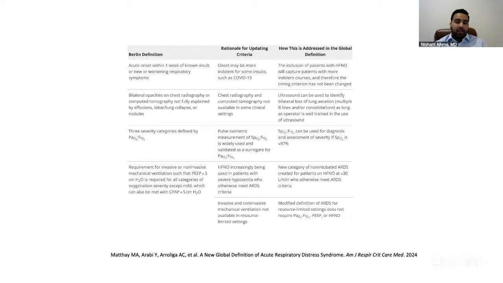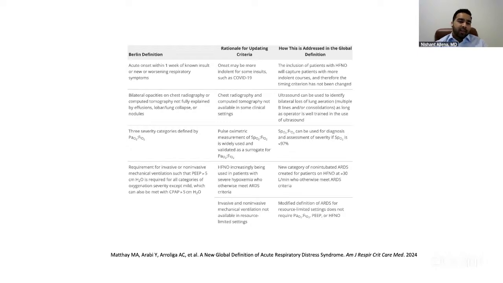So in this table, I'm going to show you the reasons as to why the Berlin criteria was updated to the current global definition of ARDS. So if you look at the prior Berlin definition, wherein it was said that the acute onset had to be within a week of known insult, it wasn't truly applicable for the current landscape, especially after COVID-19, because the insults became more indolent. So the inclusion of patients who are now on high flow nasal oxygen of a flow rate of more than 30 liters per minute essentially captured those patients that we were missing with the more indolent courses. And that's how this has been addressed in the global definition.